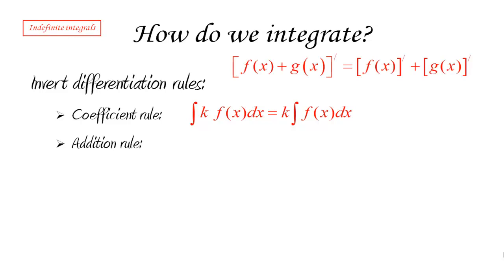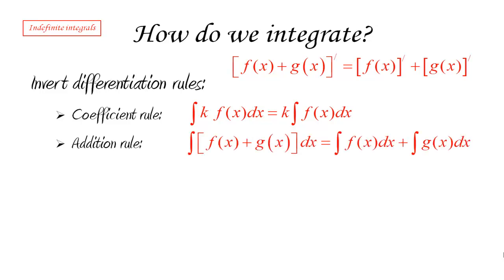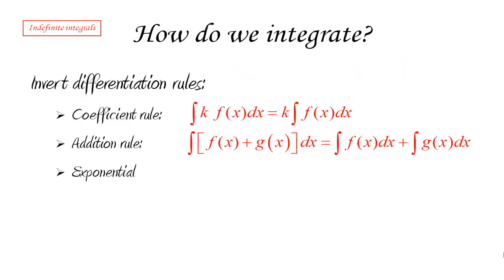What about the addition rule? The addition rule for derivatives tells us that if I take the derivative of a sum of two functions, that's the same thing as taking the derivative of each of the two functions and then adding them up. Well, what that means is that the same is going to happen for integrals. So the antiderivative of a sum of two functions is the same as the sum of the antiderivatives of the two functions together.